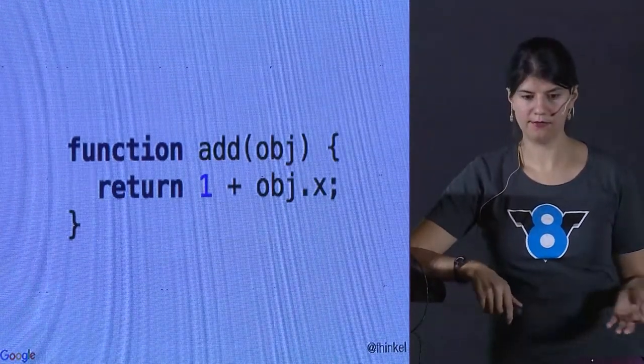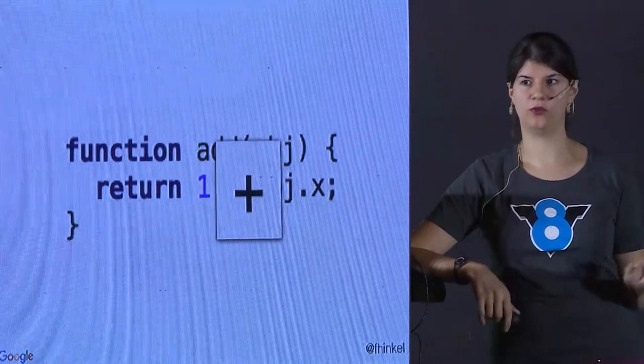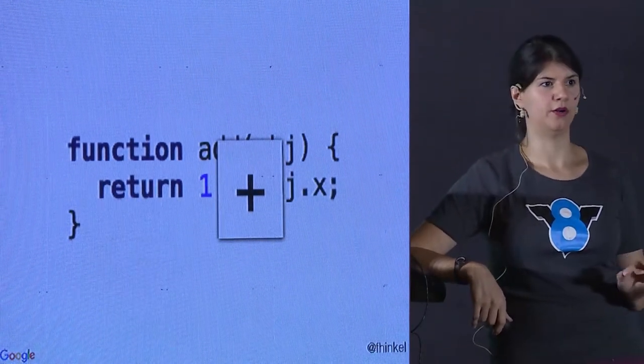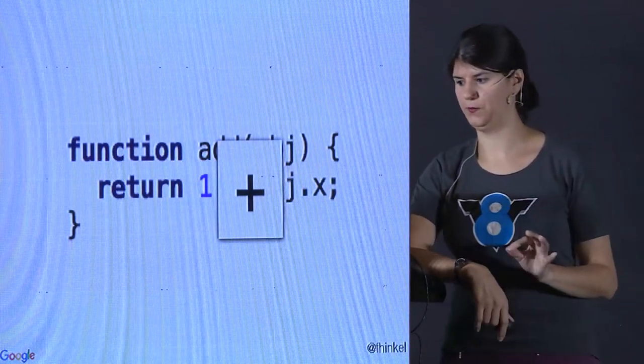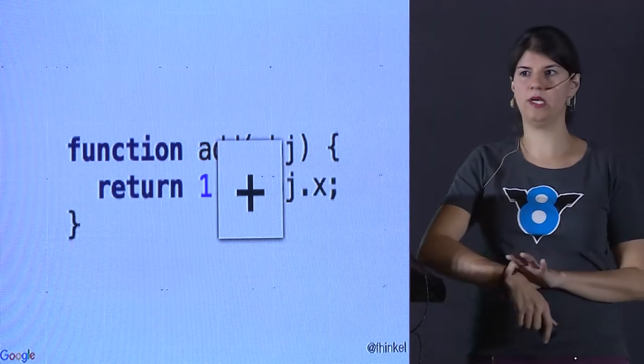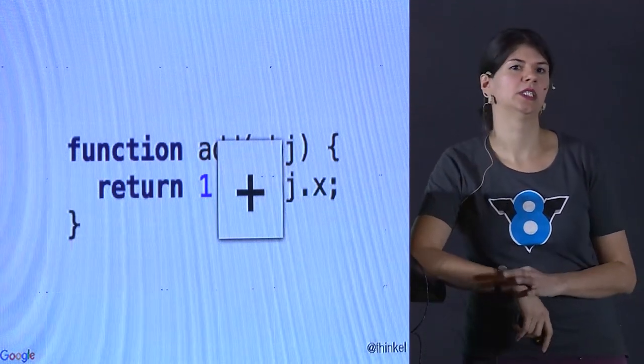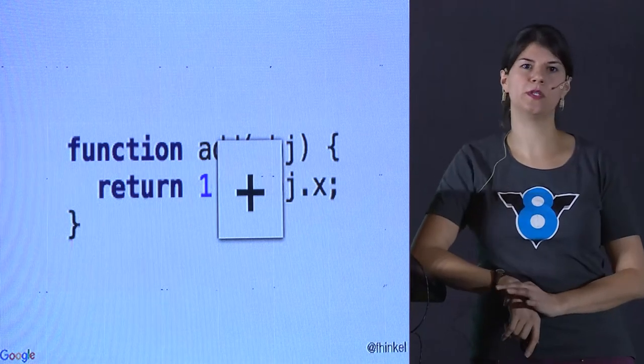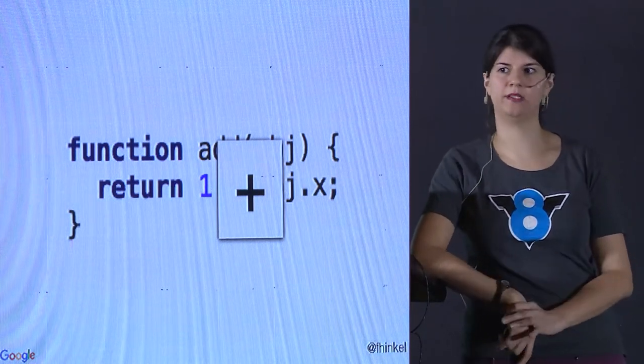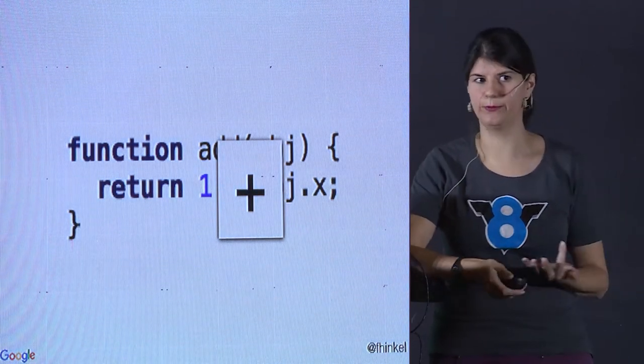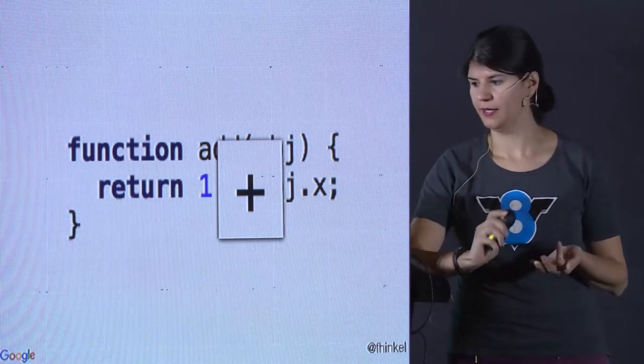And to make it even simpler, we will just focus on the plus sign, on the addition operator for now. What is the plus sign doing? It adds numbers or it concatenates strings, right? Everybody has pluses somewhere in their code, I'm sure.